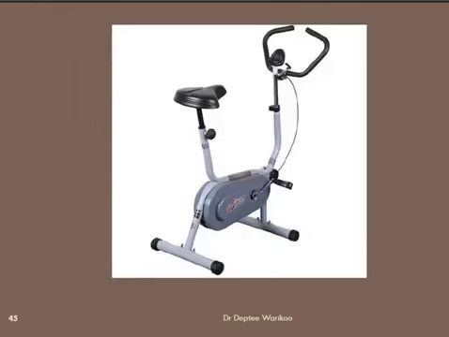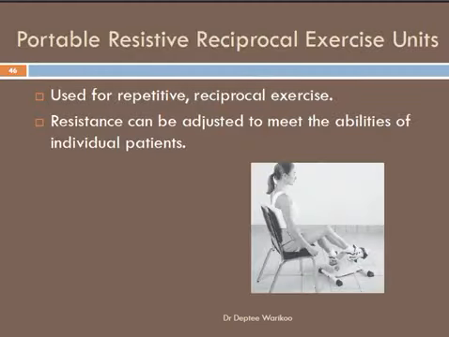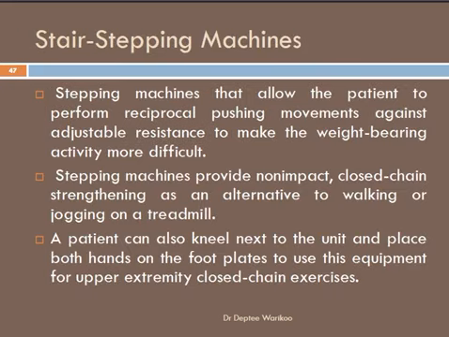This is the picture of a static cycle. Static because you have placed it in one place, and the patient keeps paddling. Bicycle ergometry is the basic thing which we do with the help of a static cycle. Then there are portable resistive reciprocal exercise units. These are used for repetitive reciprocal exercises. Resistance can be adjusted to meet the abilities of the individual patients.